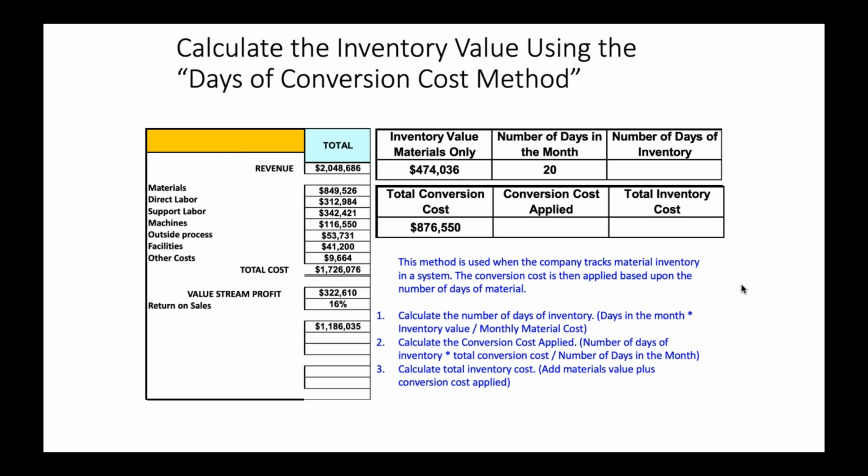So we have material value of $474,036 on 20 days of inventory. And so that's 11.16 days of inventory. So what we're going to do is use the ratio of 11.16 divided by 20 days to figure out how much of the $876,550 needs to be capitalized, which comes to $489,115. And again, we make the necessary adjustment using a simple journal entry. So those are three methods in which you calculate an average cost.